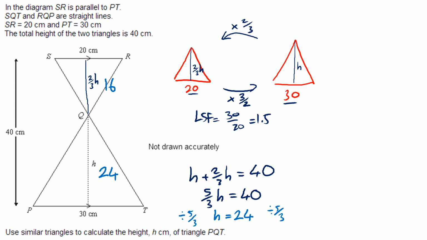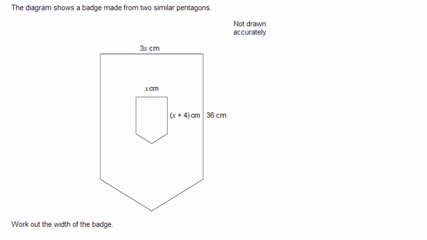But I have actually managed to find one question even more tricky than that. But again, only go on to this if you've still got time. So behold, the pentagons. The question is we want to work out the width of the badge, and I'm going to take the width to mean find the value of x. Find the value of 3x, because that's the whole badge, isn't it? Yeah. So first mistake there.